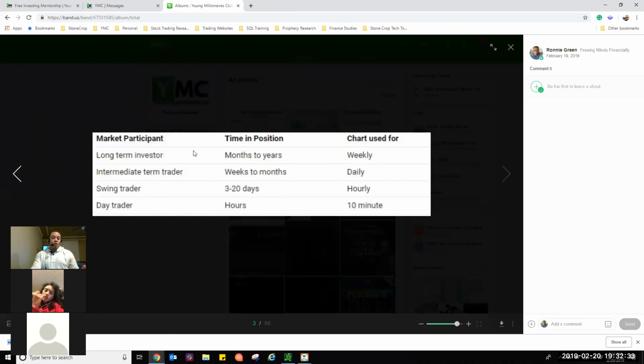Now, if you're long term, even if you are intermediate, sometimes you look at the weekly just to see the overall perspective. But usually long-term investors are holding over 365 days. So they're holding for a year or more.